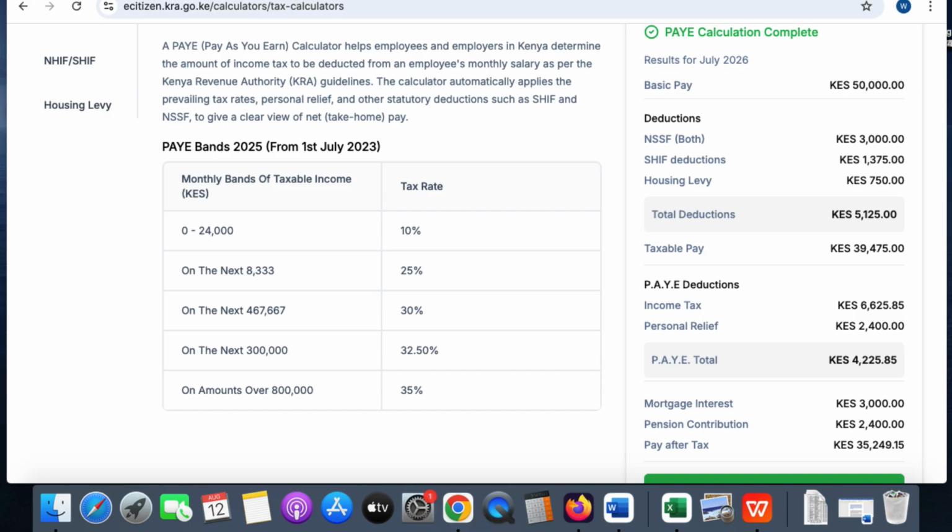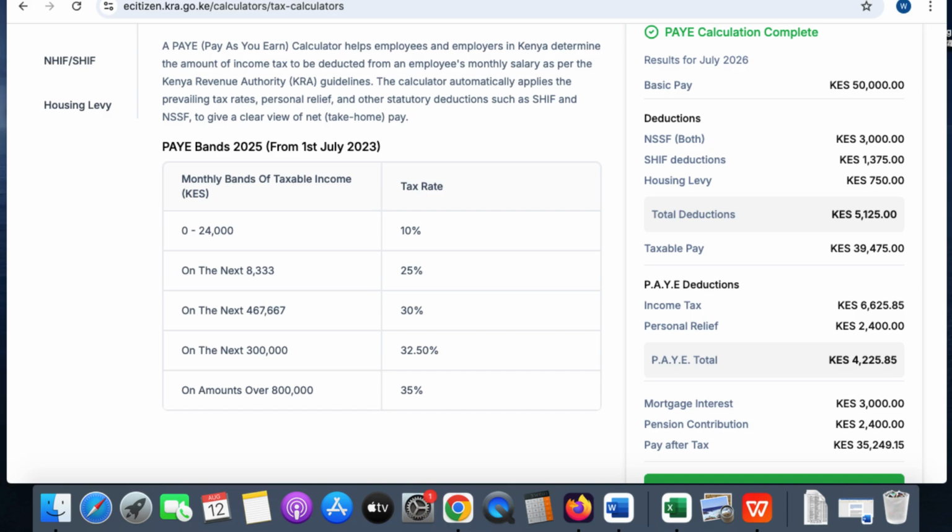Sawa sawa. So this leaves us with a PAYE to be deducted from the salary, which in our example is 4,225, since we have been allowed or deducted 2,400. It's like tumesamehewa hiyo amount. So finally, we have pay after tax, also known as the net salary or your take home, the one we said before. I hope you can remember.